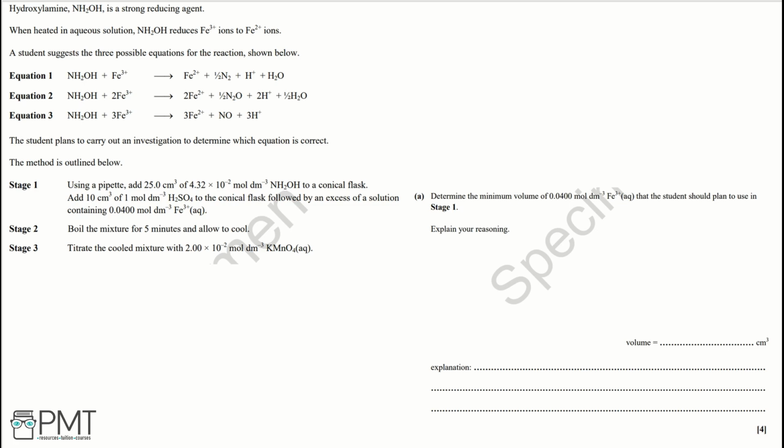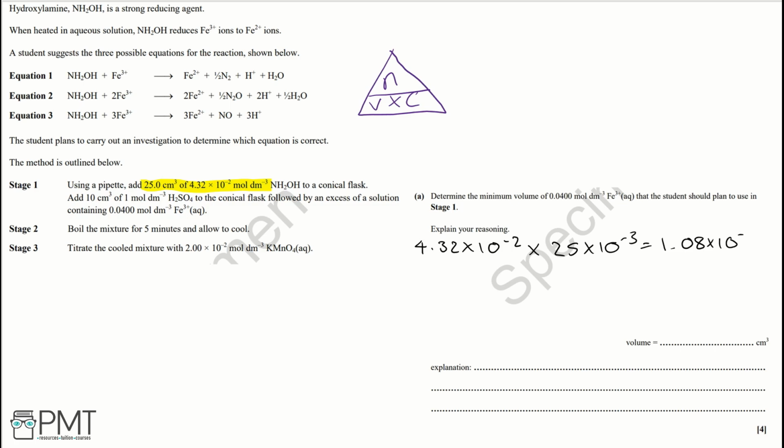Firstly, we're going to work out the number of moles of NH2OH. We're going to use the volume and concentration that were given in the question, and we're going to use the equation triangle of n divided by volume times concentration, where n stands for number of moles. So using the information in the question and this equation triangle, we would do 4.32 × 10⁻² multiplied by 25 × 10⁻³. That gives us a number of moles of 1.08 × 10⁻³.